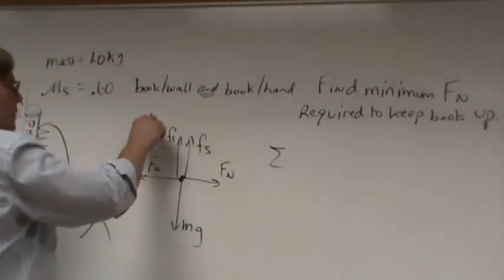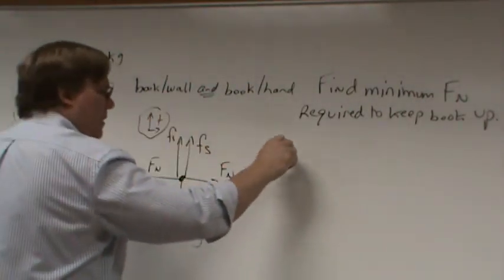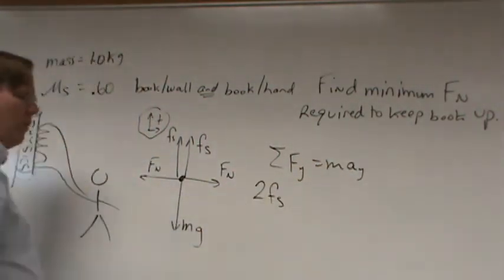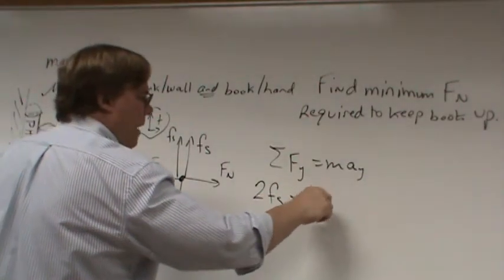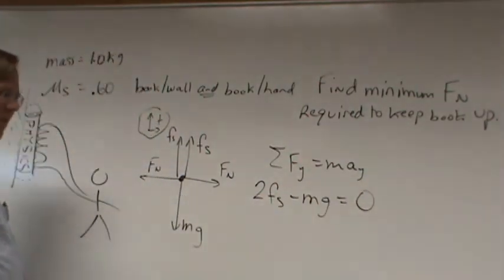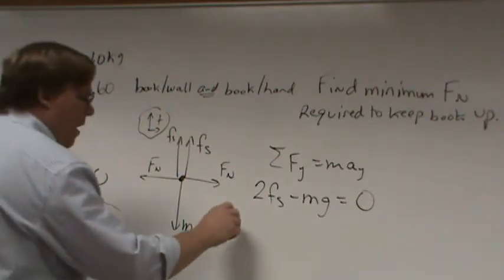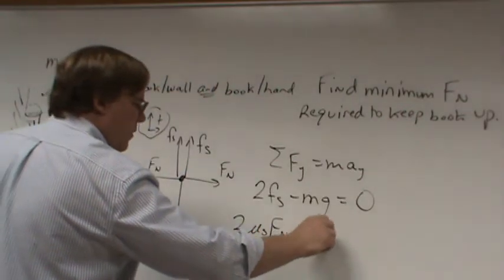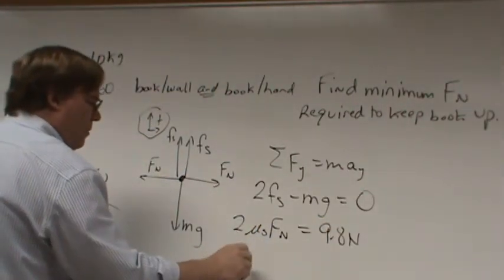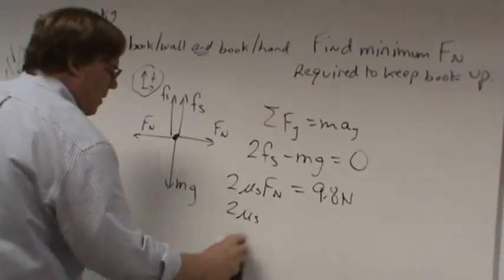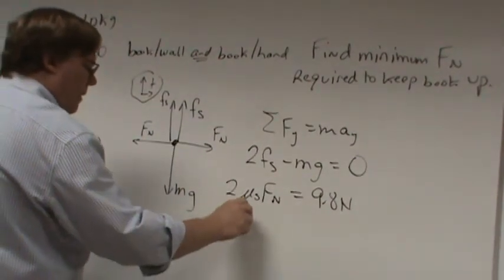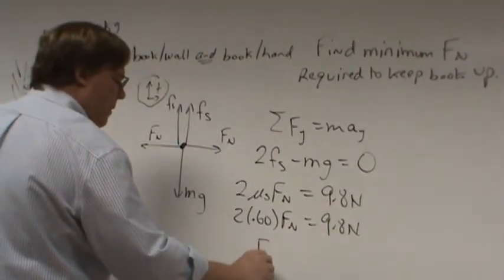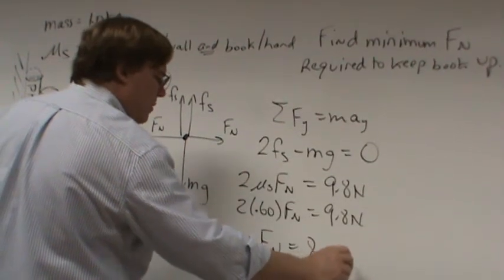So if I define up as positive and to the right as positive, then the sum of the forces in the y direction equals ma_y. I got two of these static friction forces acting up. I got my weight acting down. That's equal to 0. So I got 2 times mu sub s times F sub N equals 9.8 newtons, or 2 times 0.60 times normal force equals 9.8 newtons. And so I get my normal force equaling approximately 8.2 newtons.